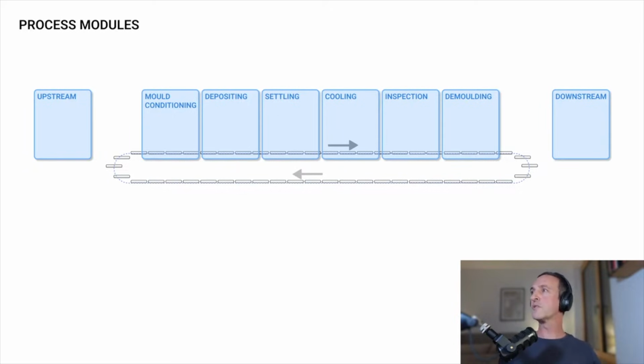And afterwards, you can then have the primary packaging, the secondary packaging, the labeling, etc. Those are all downstream processes, so processes that occur after your production line, your application.